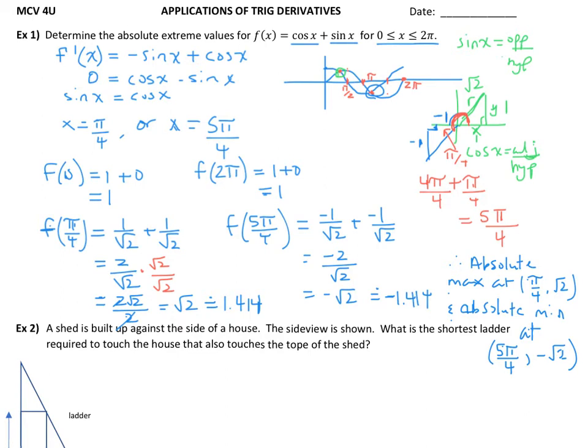All right, the next question is a tricky question. It's one that pops up now and again. It's a trig question, one that involves trig here. A shed is built up against the side of a house, and the side view is shown. What is the shortest ladder required to touch the house that also touches the top of the shed?